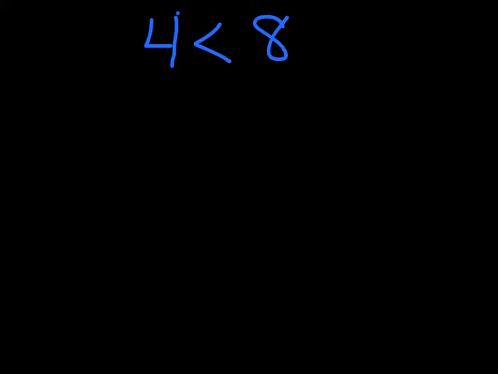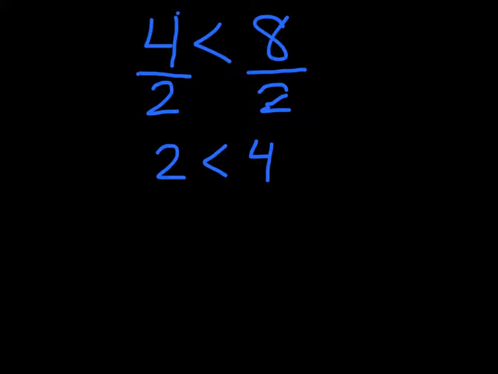Now let's address the division property of inequality. We'll use the inequality 4 is less than 8 to illustrate this. Dividing each side of an inequality by a positive number produces an equivalent inequality. For example, let's divide each side by 2. That gives us an answer of 2 is less than 4. That is an equivalent inequality.